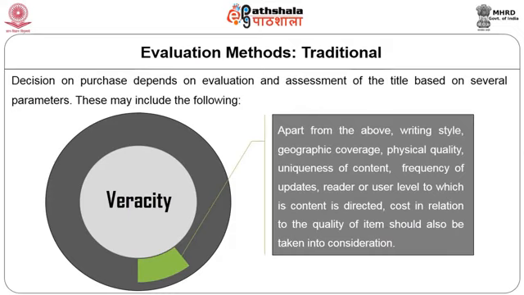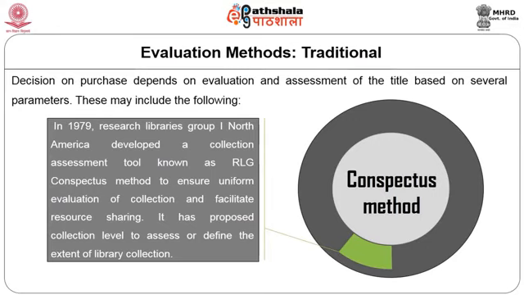Traditionally, this method is widely used by the subject librarians or the subject experts whenever an item in whichever format is selected for the library. The other method, which is very specific to the print domain, is the conspectus method, which was developed in 1979 by the Research Libraries Group in North America, which has proposed a collection level to assess or define the extent of library collection.